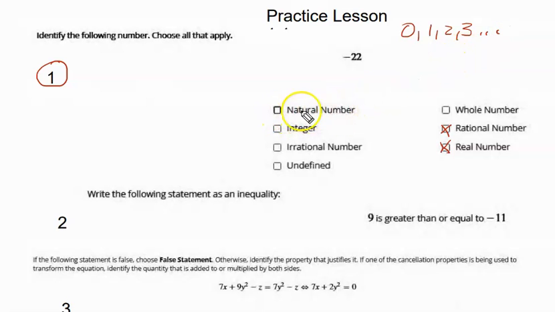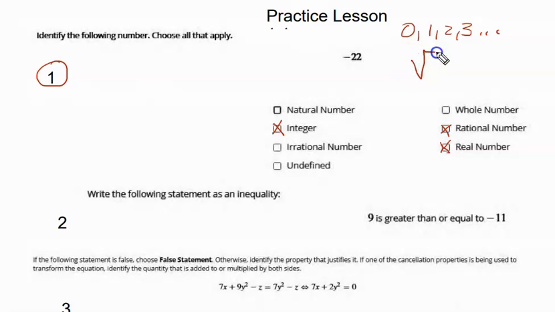Is it a natural number? No. Natural numbers don't include a 0. They're the counting numbers, 1, 2, 3, and so on. Now, is negative 22 an integer? Yes. Is it an irrational number? No, if it's rational, then it's not irrational.